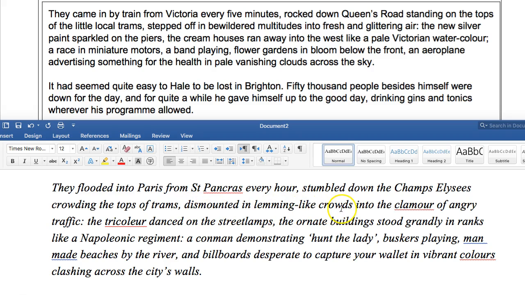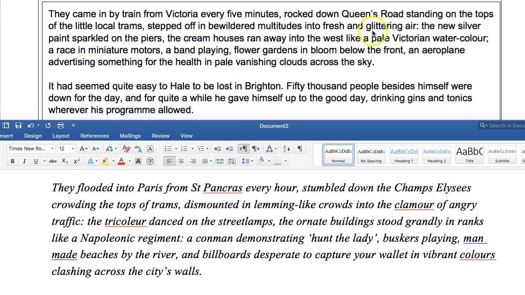Dismounted in lemming-like crowds, so the adjective bewildered I've changed to lemming-like. Into the clamour of angry traffic, and I've changed that from the fresh and glittering air. He's gone for a visual adjective here, and I've introduced some sound, but never mind. The new silver paint sparkled on the piers becomes the tricolour danced on the street lamps. So I've changed sparkle to dance, but still kept that element of liveliness.